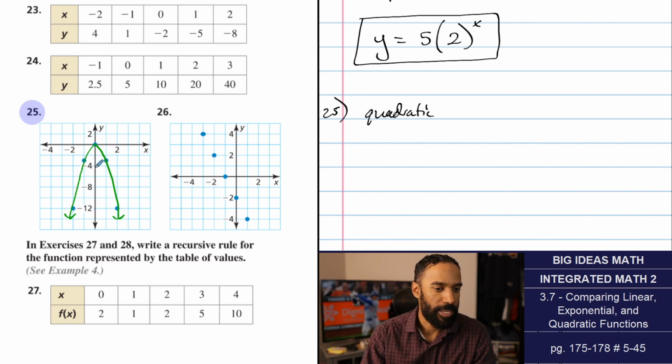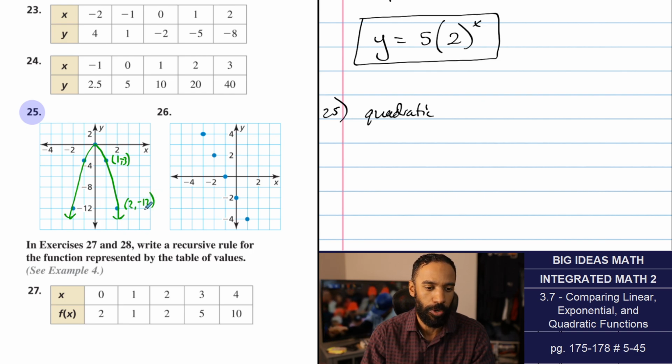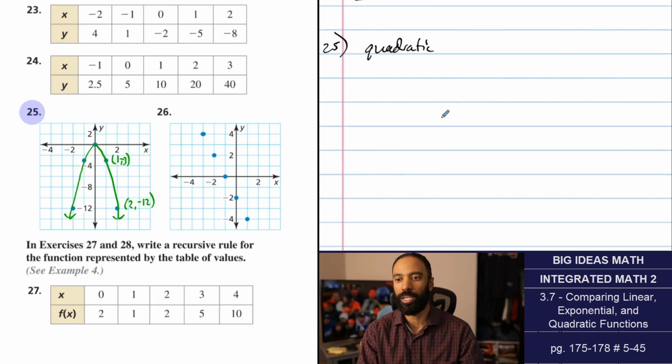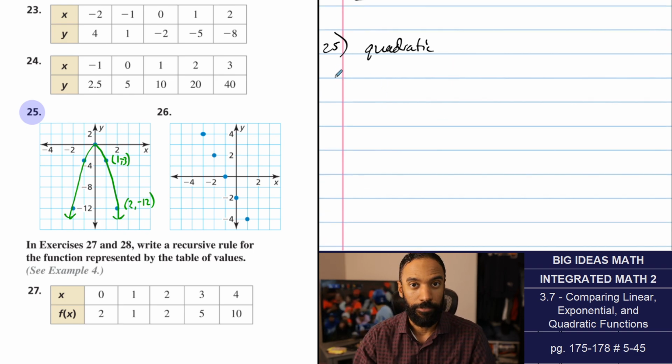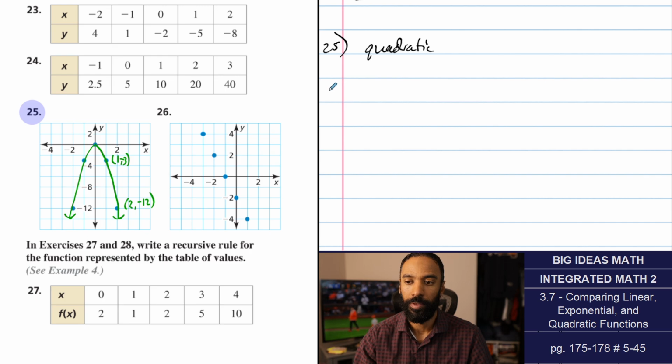The scale, these go by 2s. That means this is the point 1, 3, and this is clearly negative 3. And this is clearly 2, negative 12, and then vice versa on the other side, where we have a vertex at the origin.